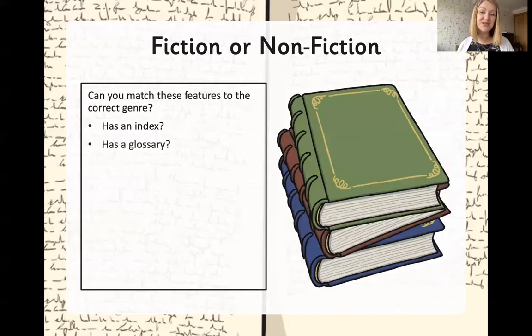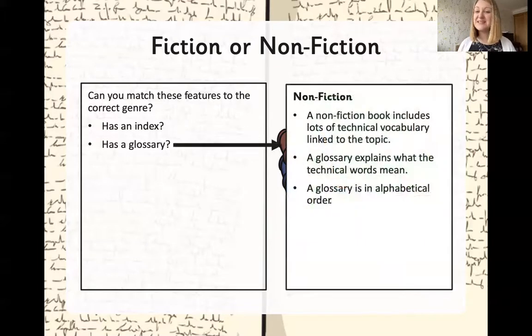Okay, has a glossary. Is that going to be fiction or non-fiction? Shout it out. Well done, guys. Okay, it is non-fiction again. A non-fiction book includes lots of technical vocabulary linked to the topic. The glossary explains what the technical words mean. A glossary is in alphabetical order.